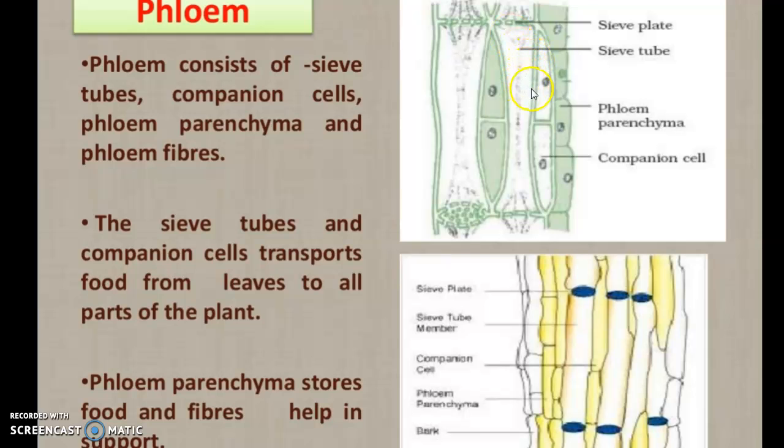So here in this diagram you can see these are the phloem parenchyma cells, these are the companion cells, and here is the sieve tube cells. Sieve tube cells have a sieve plate. The sieve plate has pores through which food along with water can move from one cell to another cell. This is the sieve tube cell, this is the sieve plate. And these are the companion cells and this is the phloem parenchyma. Parenchyma stores water and sugar for future use.